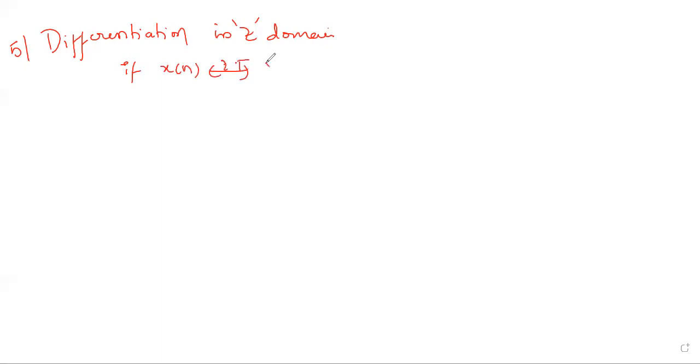I think this is the fourth or fifth property. Differentiation in Z domain. Okay, statement you write. If the Z transform of x of n is x of z, then the Z transform of n into x of n will be minus z into dx of z by dz. Okay. Proof.